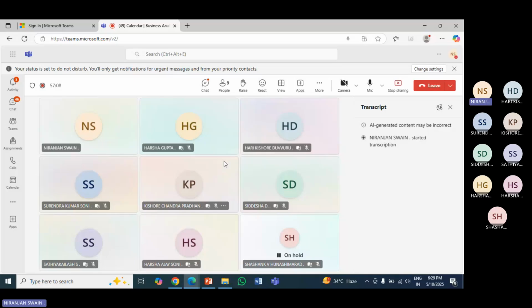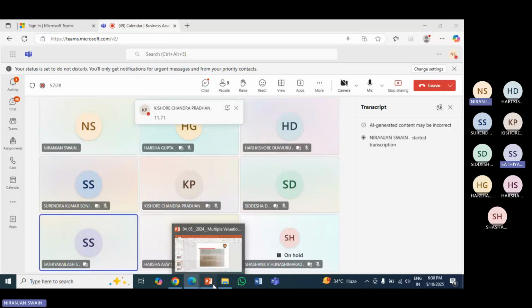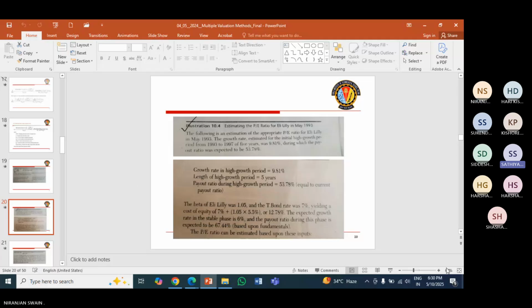Satya Kailas, Mr. Surendra, Harsha, Kishore Chandra Pradhan. Harsha Gupta, Harsha Ajay Soni, the two. Sir, what is the total, sir? It is 11.71. Yes, correct. You are correct. Okay. 11.72 or 11.71, it's okay. 11.72. Yeah. Correct.